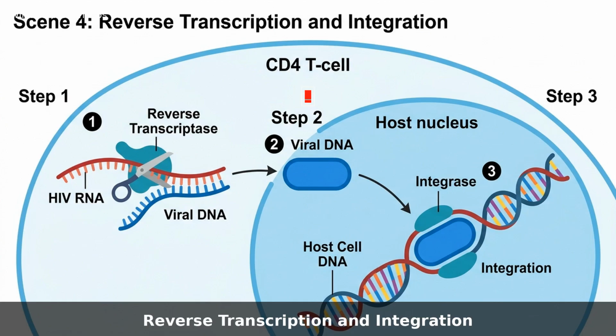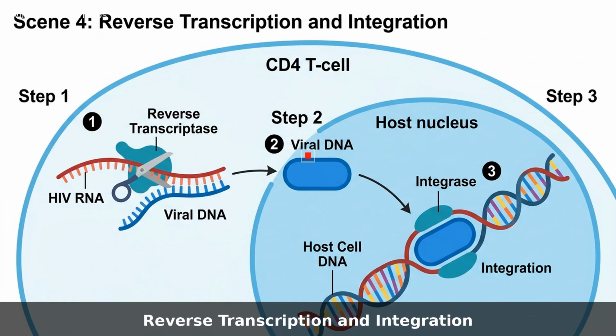When the infected CD4 cell becomes active, it starts producing viral proteins and new copies of HIV RNA. These components assemble into immature virus particles. The new viruses leave the cell by a process called budding. Before they become fully infectious, another viral enzyme called protease cuts the viral proteins into their functional forms. This maturation process creates fully infectious HIV particles that can infect more CD4 cells.